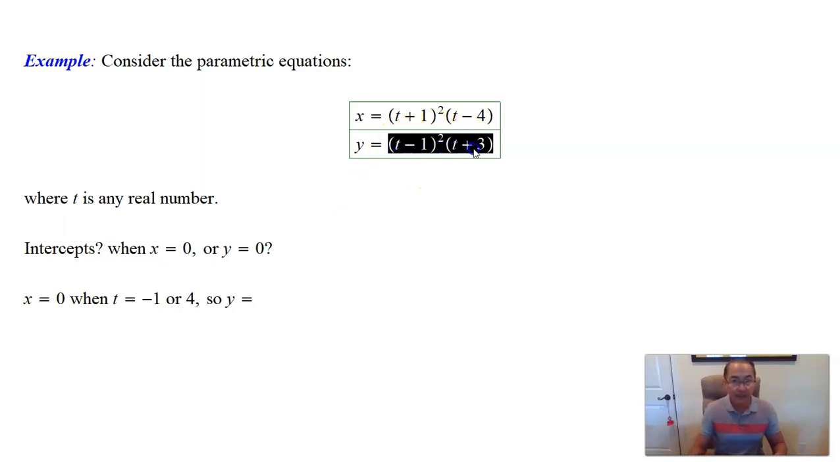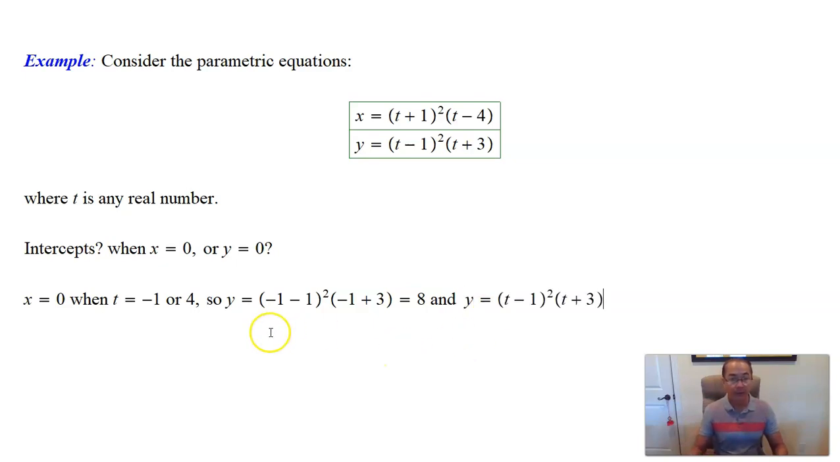Let me cut and paste this because we're computing this. And we'll get (minus 1 minus 1) squared, and minus 1 plus 3. So how much is this? We're going to get 8. Minus 2 squared is 4, times 2 is 8. So what about the other value? Your t is 4. So you want (4 minus 1) squared times (4 plus 3). 3 squared, 9 times 7, it's going to be 63. Cool. So therefore, our y-intercepts are (0, 8) and (0, 63).